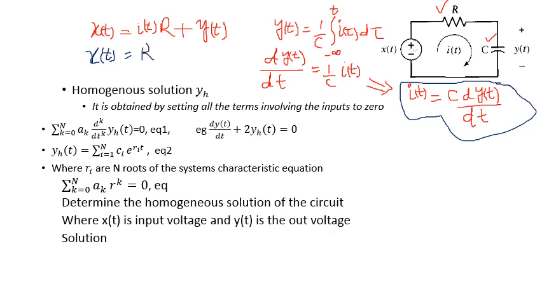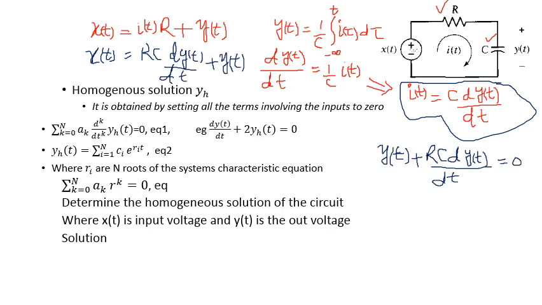RC dy/dt plus y of t. So I've just written this as the first term, followed by this term, and we equate it to 0, because to obtain the homogeneous solution, we make the input zero. So all the terms involving inputs are set to 0. That means this is our equation.